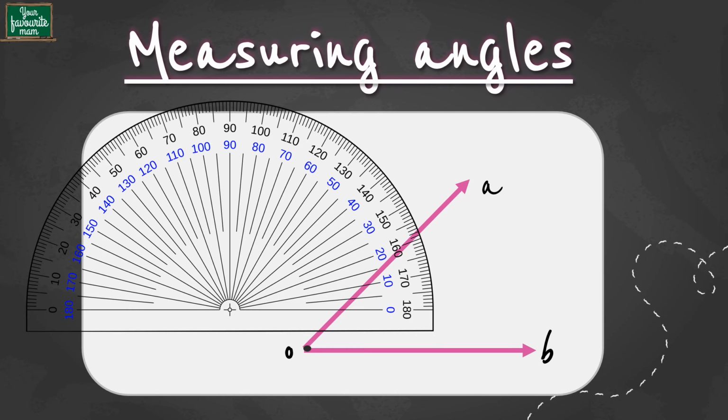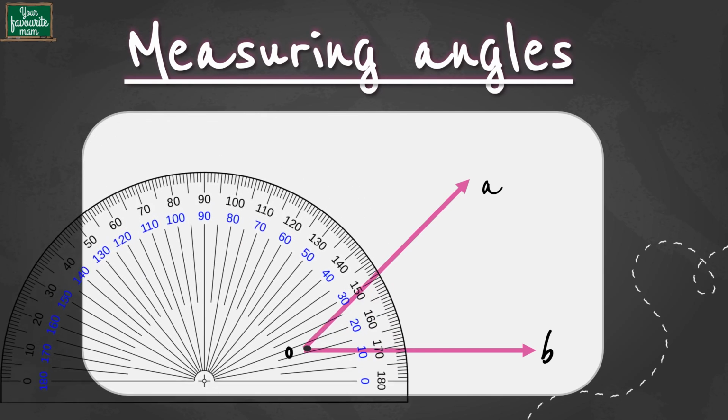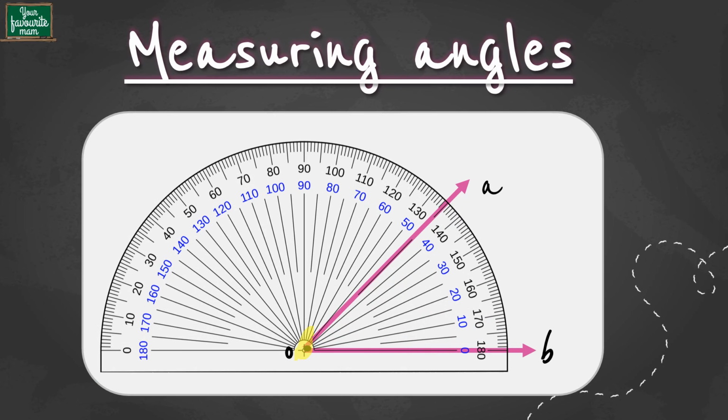Now to measure this angle, we need to align the center of the protractor with the vertex of the angle. But remember, the baseline of the protractor should always align with one of the rays. After this, we need to keep it steady and look at the number the other ray is pointing at. For example, here the ray A is pointing at 45 degrees, between 40 and 50 degrees. So the angle formed by ray A and ray B is 45 degrees, and it is written like this. So angle AOB is 45 degrees.